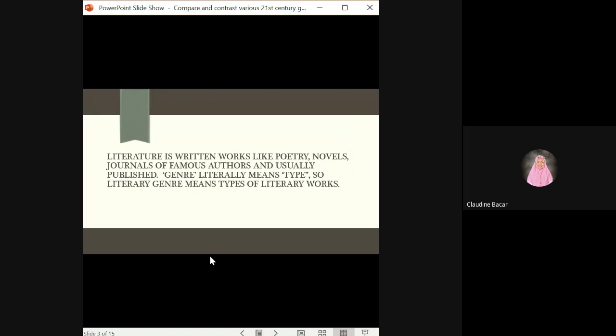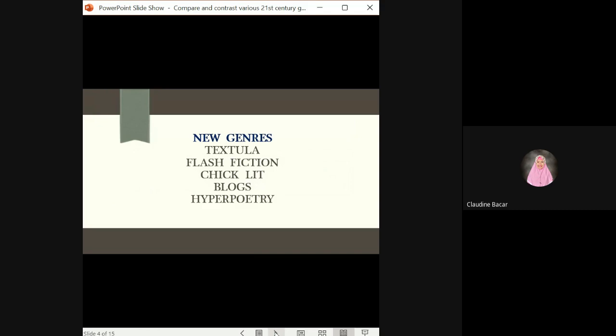In this part of the lesson, you will recall and differentiate the four major literary genres: poetry, fiction, nonfiction, and drama. However, literature changes to adapt to the trends of the contemporary world. Thus, we have new genres of literature. In this lesson, we will also study and appreciate both the earlier genres and the contemporary genres. So we have here the new genres: the textula, flash fiction, chick lit, blogs, hyperpoetry.